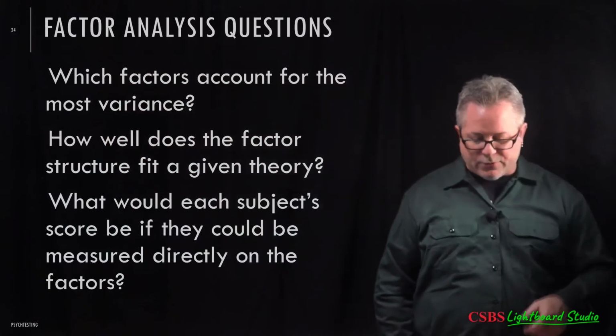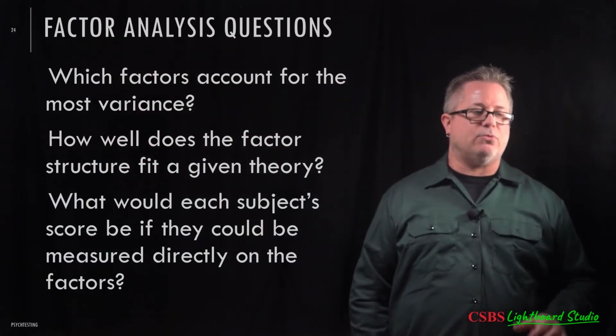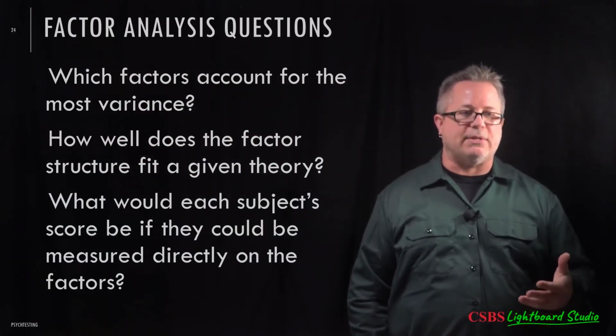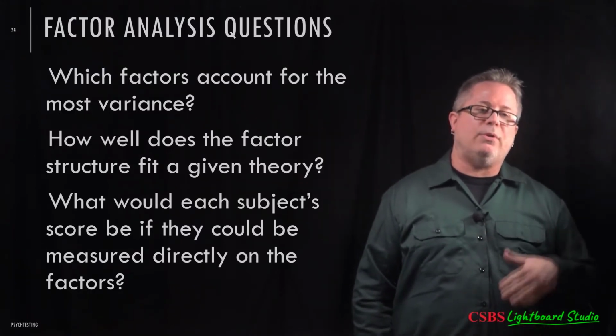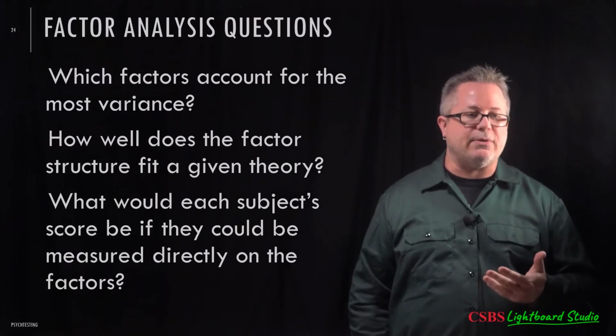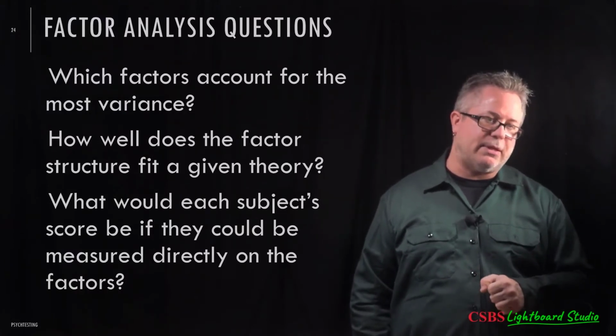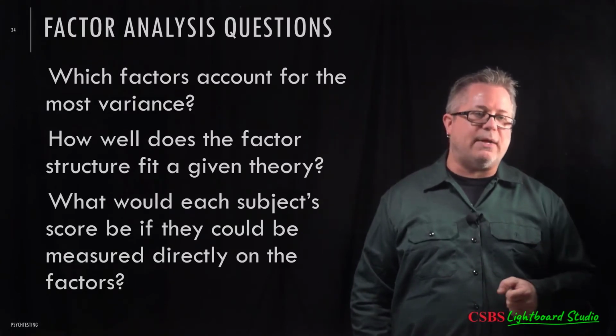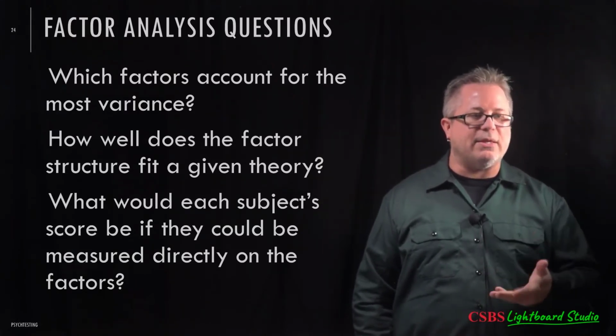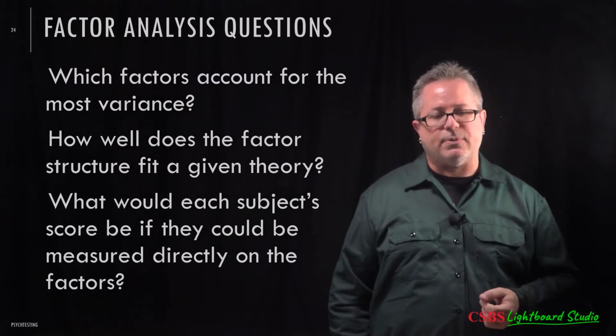So if the factors are accounting for the variance in the items, well, which factors account for the most variance? Are there some factors doing a better job than others? How well does the factor structure fit a given theory? So you have a theory about how the items are supposed to be related, and what's supposed to be driving the items. Well, did you actually find that? Did you actually confirm the theory that you were trying to test in the first place?